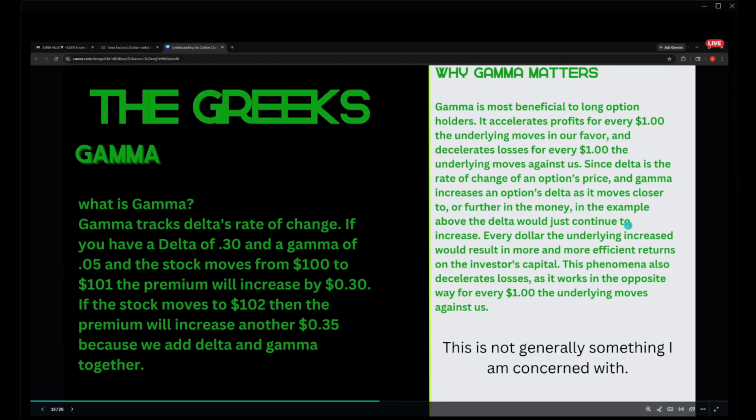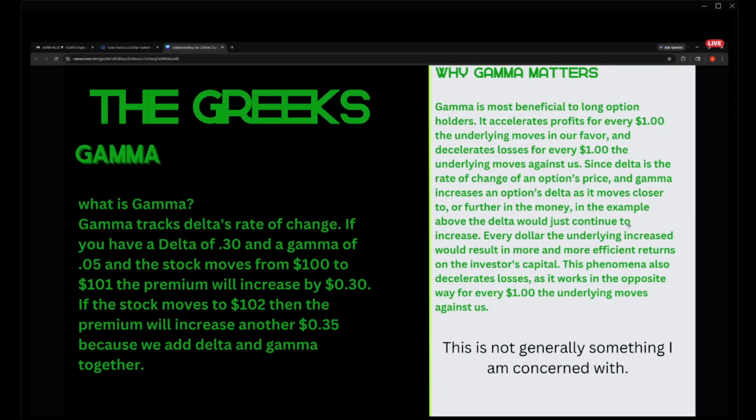So gamma is most beneficial to long option holders, as it accelerates profit for every dollar the underlying asset moves in our favor and decelerates losses for us every dollar that the underlying moves against us. Since delta is the rate of change of an option's price and gamma increases the option's delta as it moves closer to or further in the money, in the example above, the delta would just continue to increase. Every dollar the underlying increases would result in more and more efficient returns on the investor's capital.